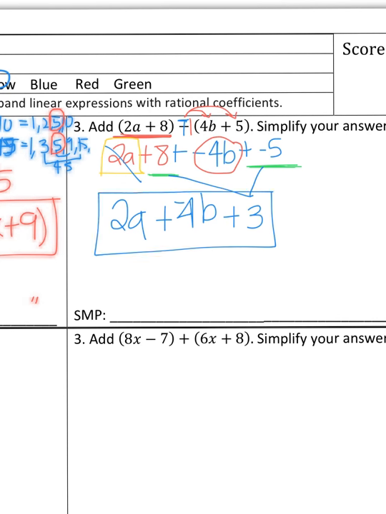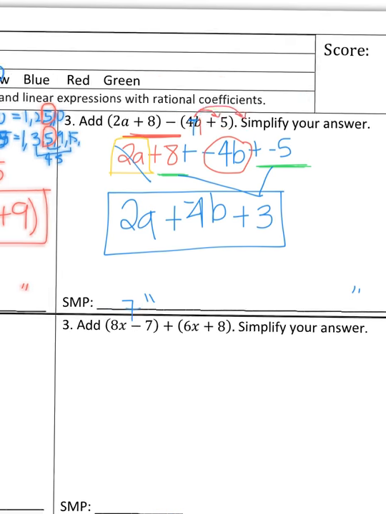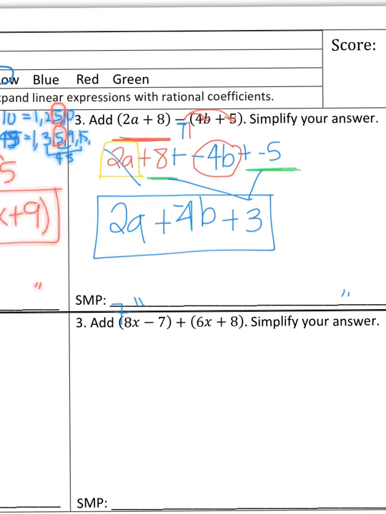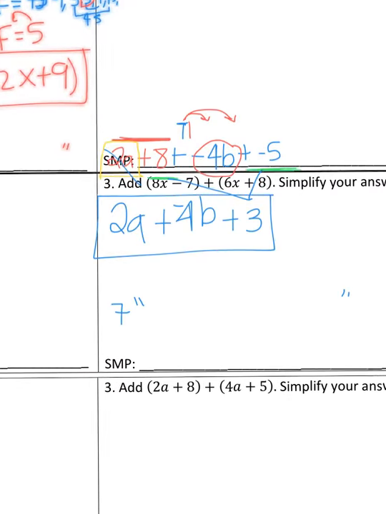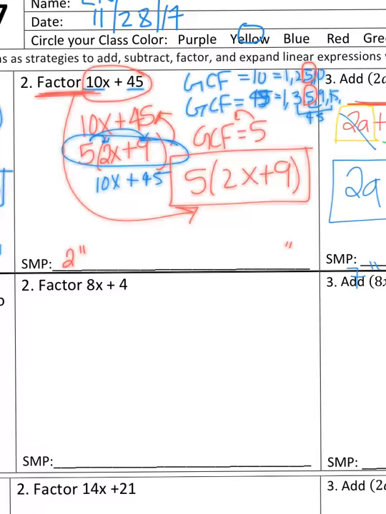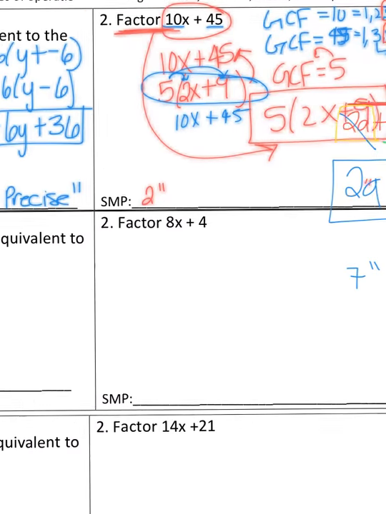Okay, so for this one, you got to look for patterns and make use of structure. So SMP 7 or SMP 8 work here. As long as you have the number and the quote, you should be fine. Something else I want you guys to take note of is there's no negative between these expressions on number 3 for Tuesday and Wednesday. When you factor, you just find the greatest common factor for number 2.